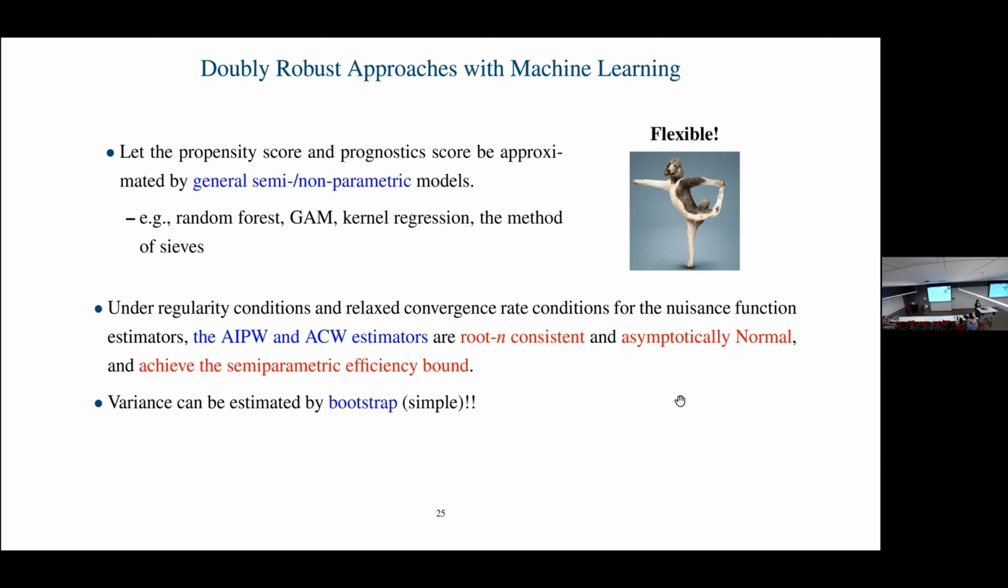Okay, so the variance can also be estimated by bootstrap. So the implication is that in practice, the implementation can be very simple. And it can also achieve the semi-parametric efficiency bound. So in the sense that the double robust estimator is the best in the efficiency consideration.